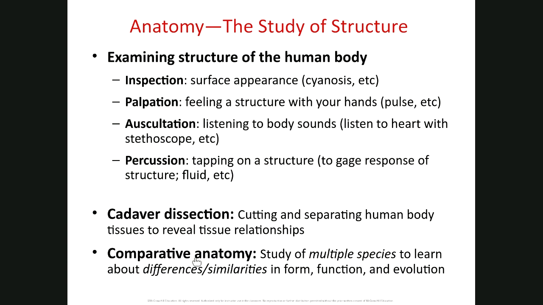Comparative anatomy is something we're always kind of doing. This is when you're studying multiple species to learn about how they differ or how they're similar in form, function, and evolution. This is done pretty often. For example, people who do research in labs, let's say someone's trying to find a drug to cure cancer, are going to be using mice, or monkeys, or whatever animal. They're looking at differences and similarities in how that animal might respond to the drug compared to a human before they can take it to the level of trying it out on humans. So comparative anatomy is pretty common.